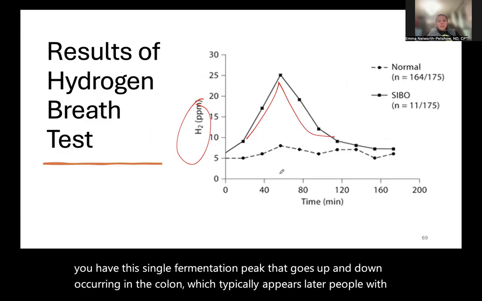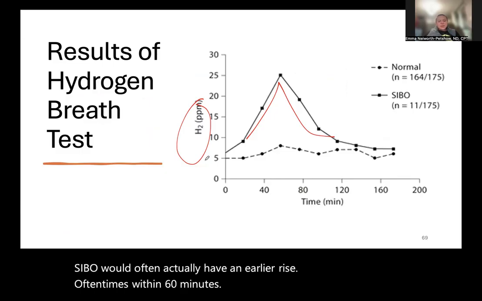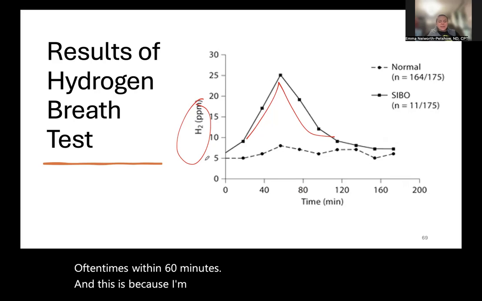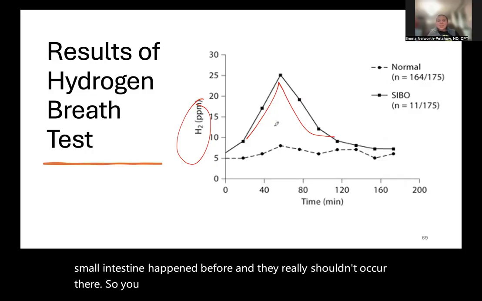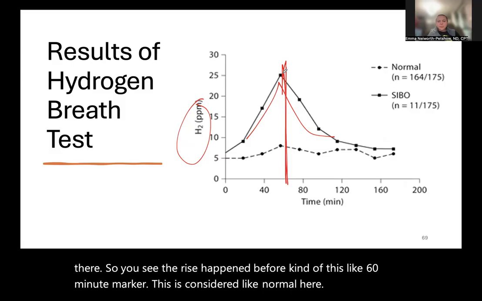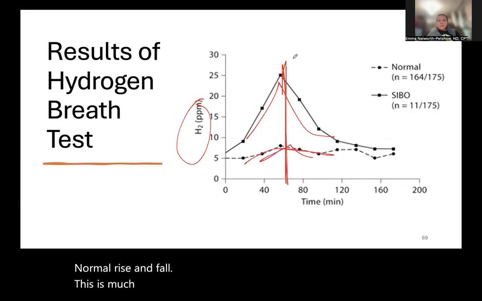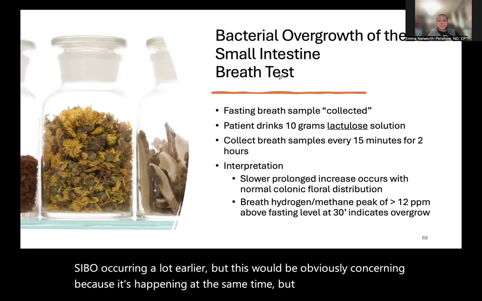People with SIBO would often have an earlier rise, oftentimes within 60 minutes. This is because fermenting carbohydrates in the small intestine happens before, and they really shouldn't occur there. So you see the rise happen before this 60-minute marker. This is considered normal here. Normal rise and fall. This is much higher. We would typically expect to see this with SIBO occurring a lot earlier. But this would obviously be concerning because it's happening at the same time, but it's a greater result.